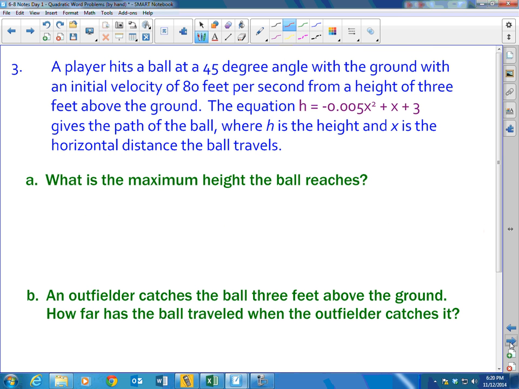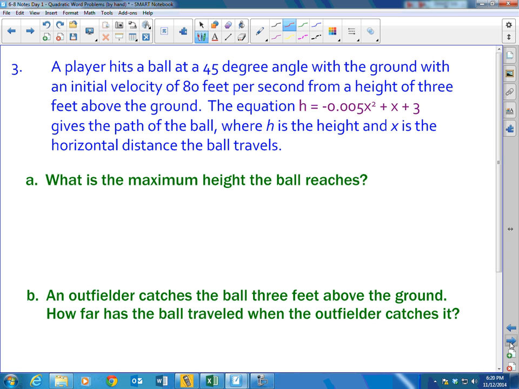All right, and the very last one. This is another similar problem, so I want you to just get some good ideas of what's happening here. Here, a player is hitting a ball at a 45-degree angle. Its initial velocity is 80 feet per second. The equation is given for you. It tells you the path of the ball, and again, we need to figure out what the maximum height is and when it reaches it, okay?